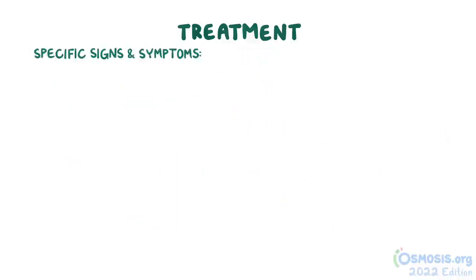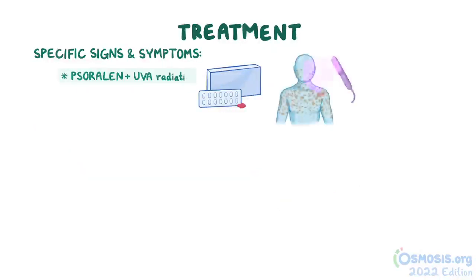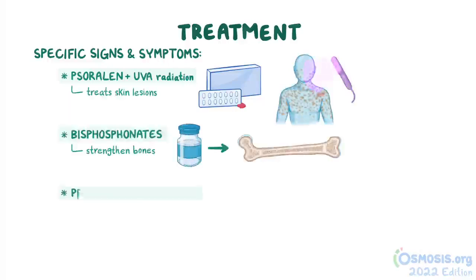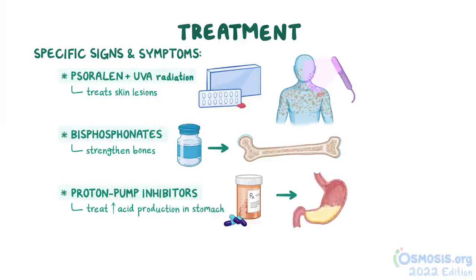Specific signs and symptoms can be managed further. For example, psoralen plus ultraviolet A radiation, or PUVA, can treat skin lesions. Bisphosphonates can strengthen bones, and proton pump inhibitors can be used to treat the increased acid production in the stomach.